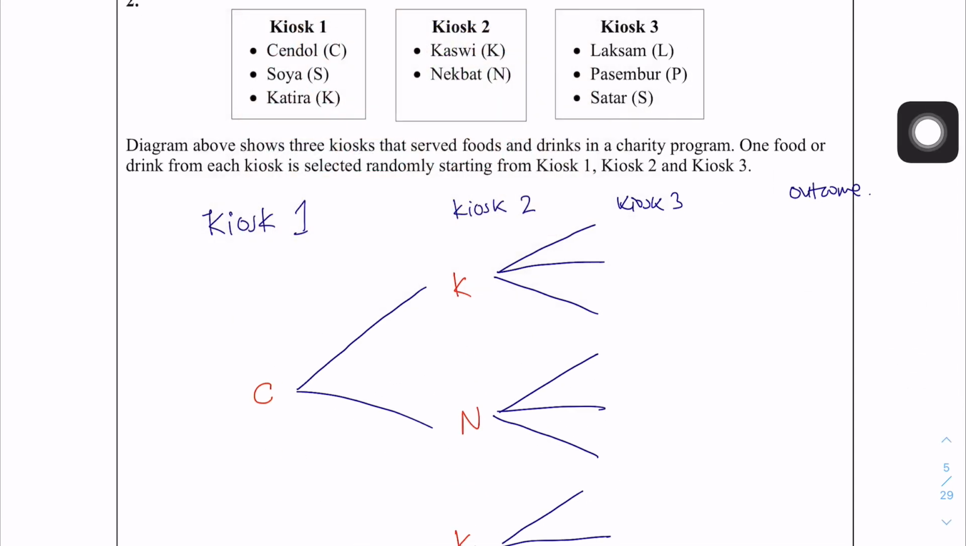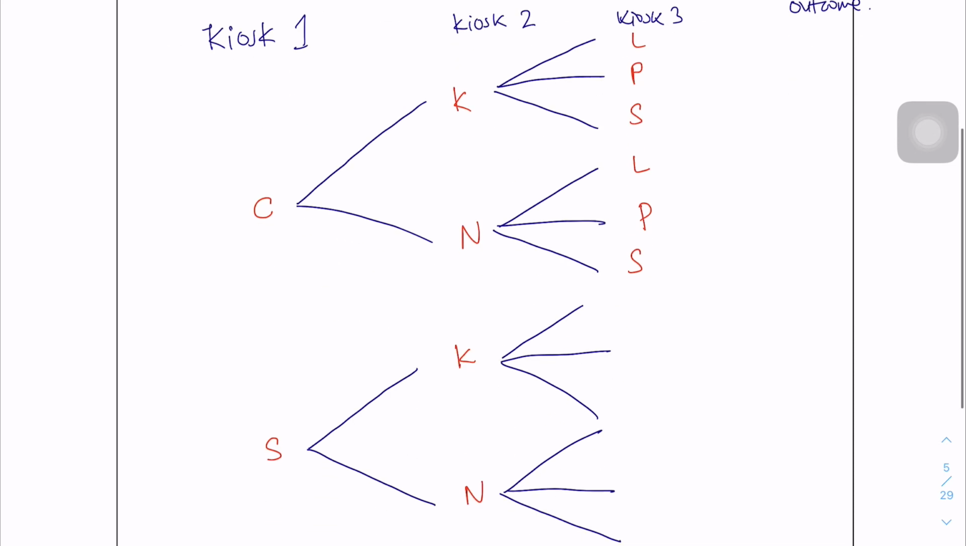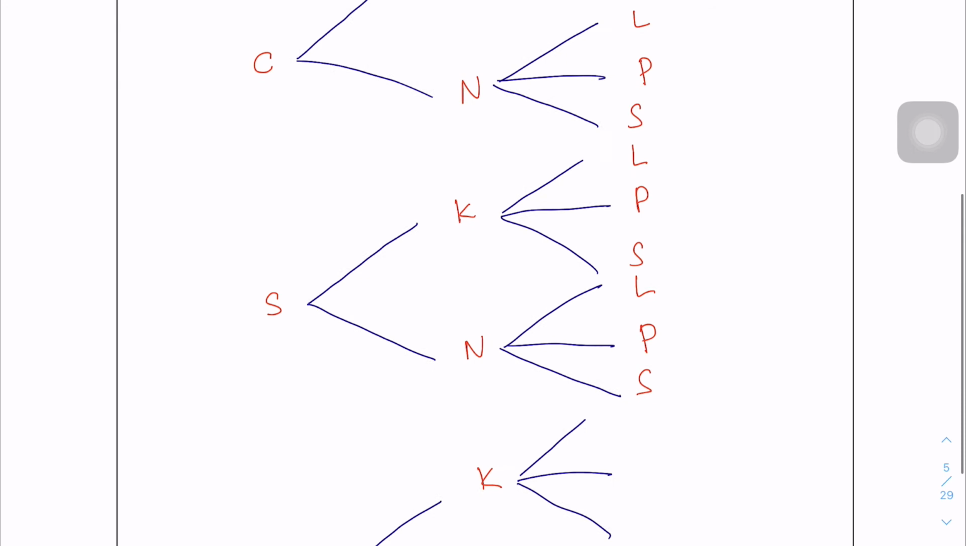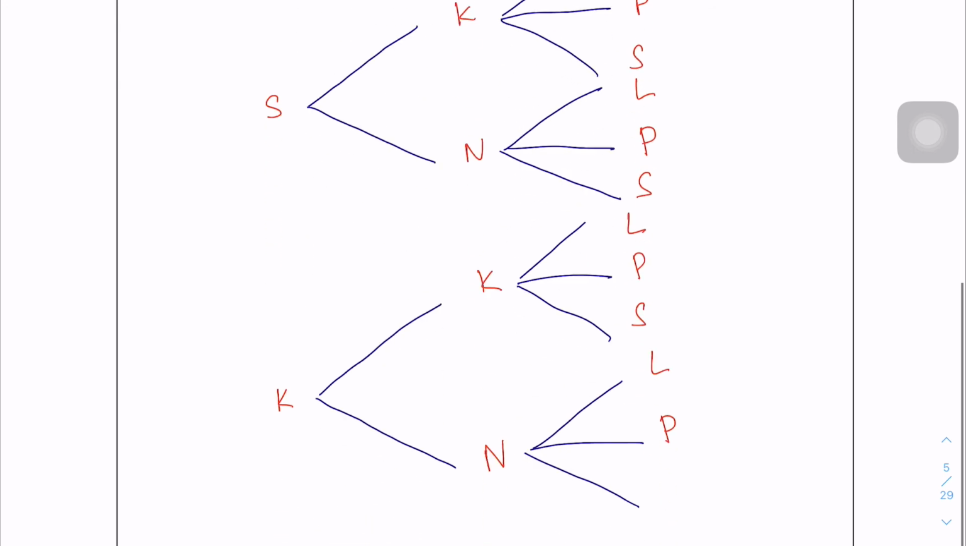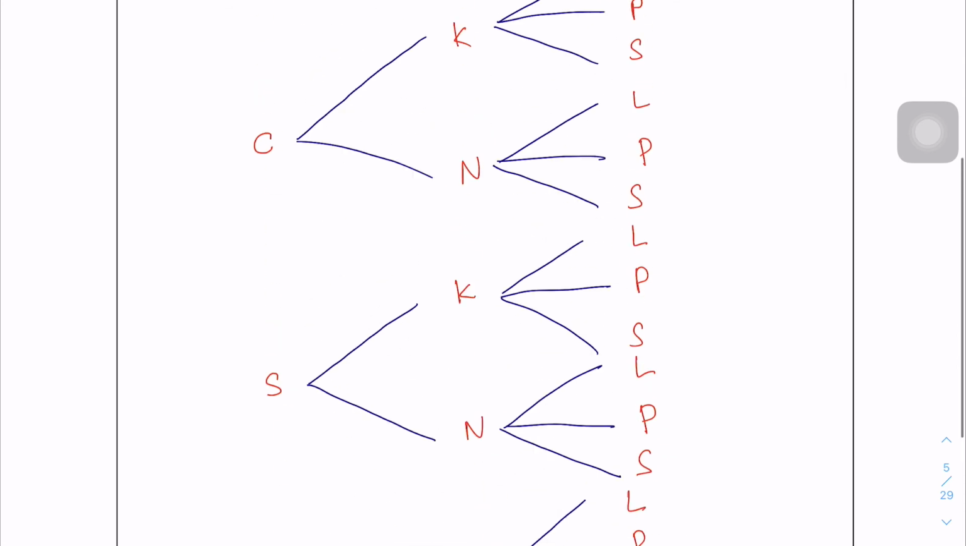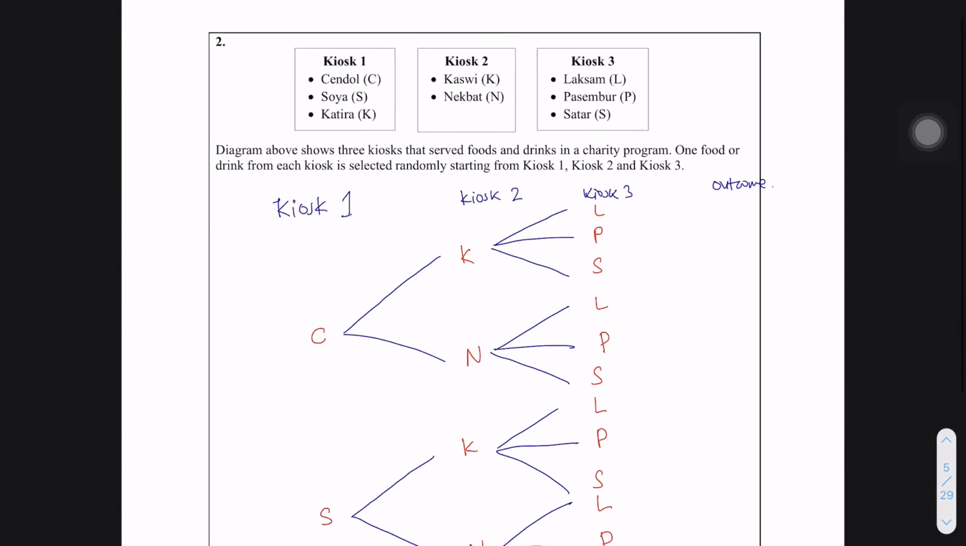So for kiosk 3 we have LPS: laksam, pasembo, sata. LPS, LPS, LPS, LPS, LPS. And then for the outcome, it's easy.